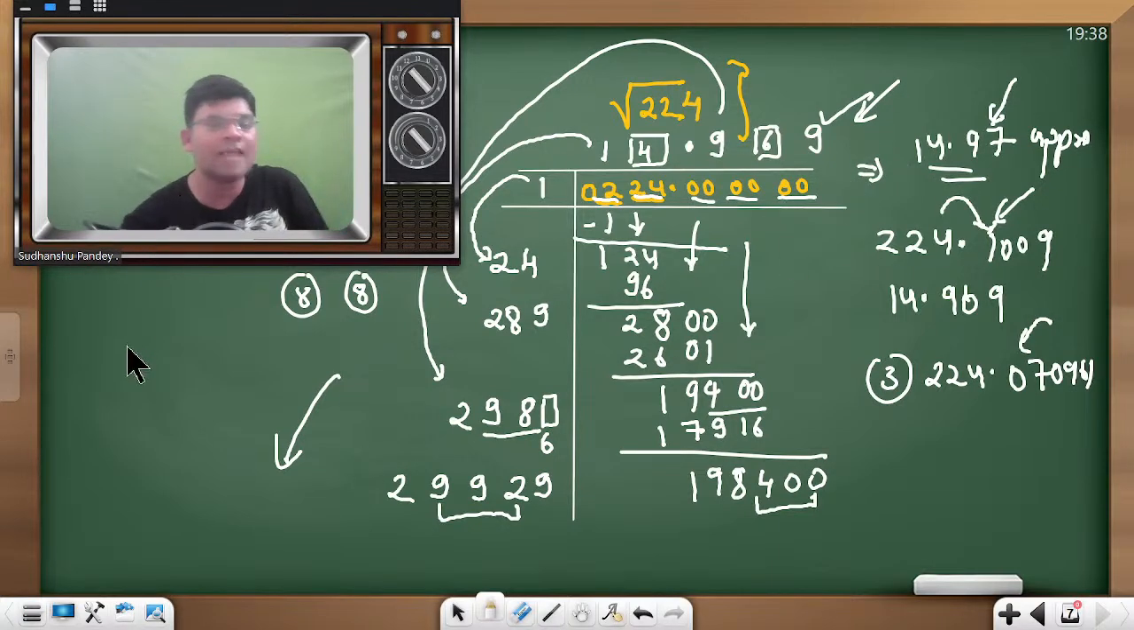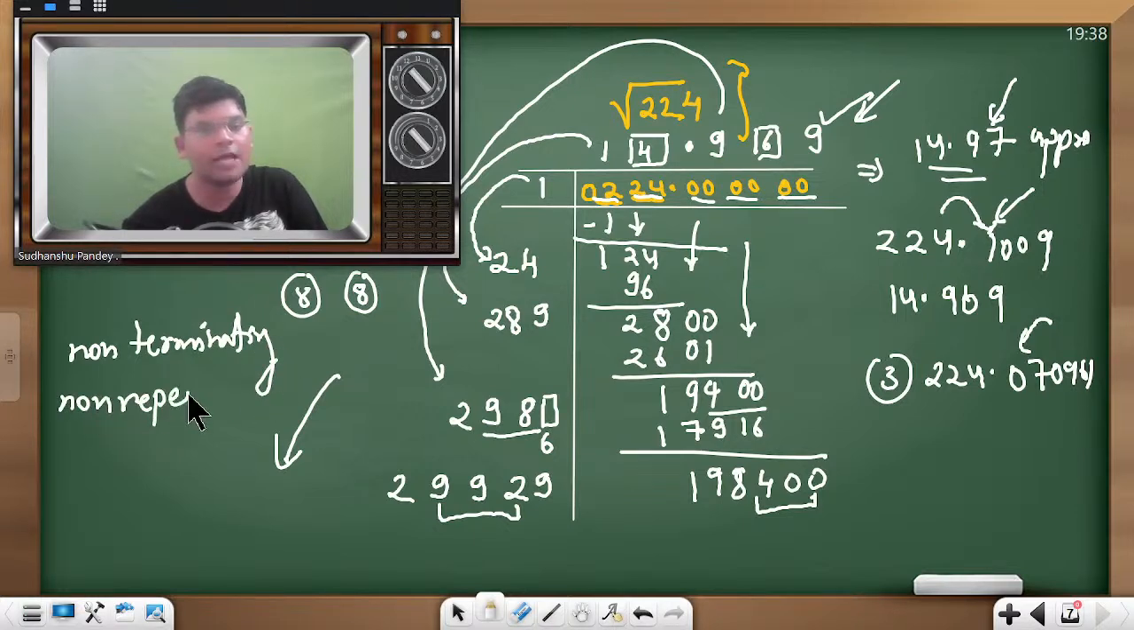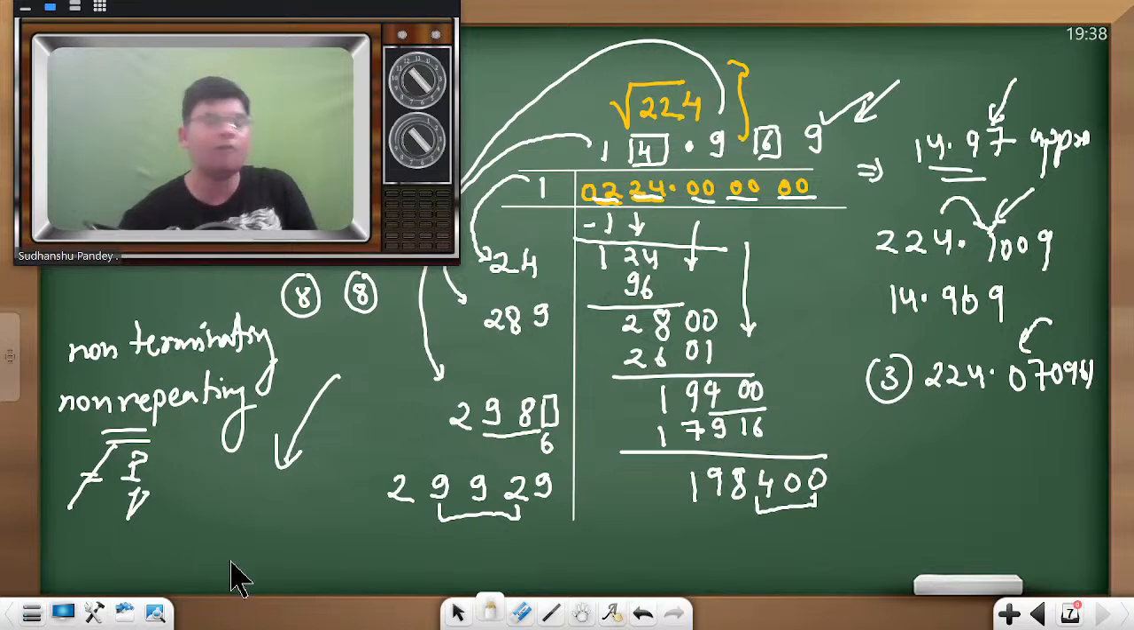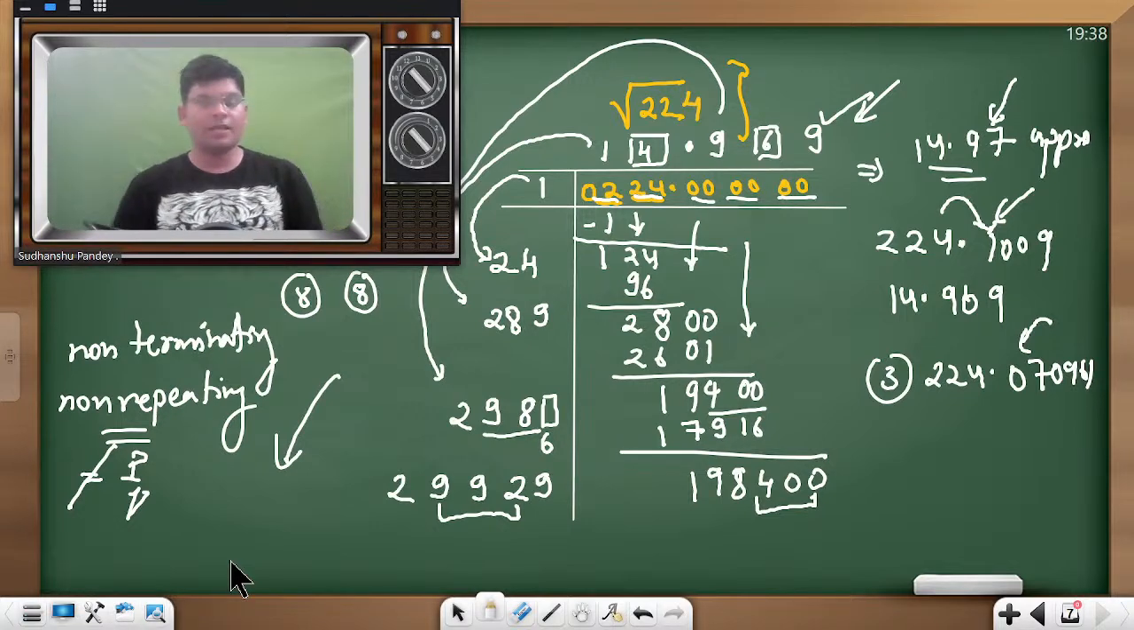And such quotients are known as non-terminating, non-repeating. What are they known as? Non-terminating, non-repeating. And such numbers you cannot write in the form of P by Q. They cannot be written in the form of P by Q. So what is the definition of an irrational number? The definition of an irrational number is that it cannot be written in the form of P by Q.